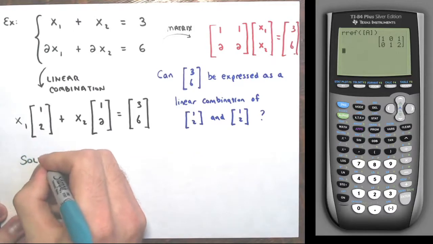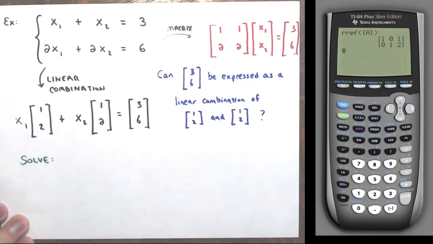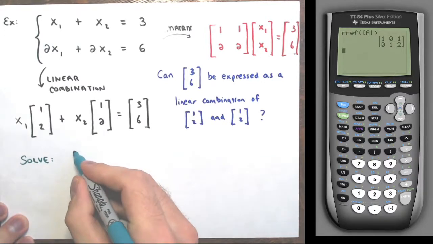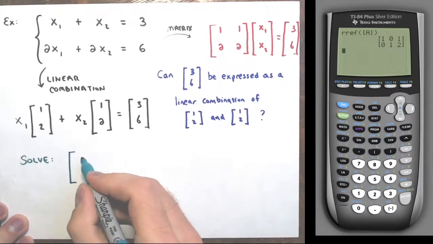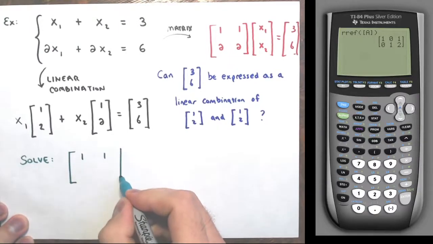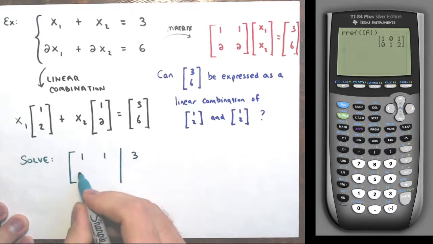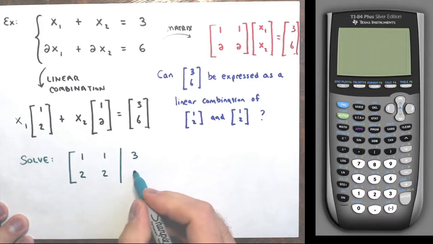Now this is one where I won't really use the calculator. I know I said I'd do it from here on out, but this one's super simple. Here's the augmented matrix, right? 1, 1, 3, and then 2, 2, 6.